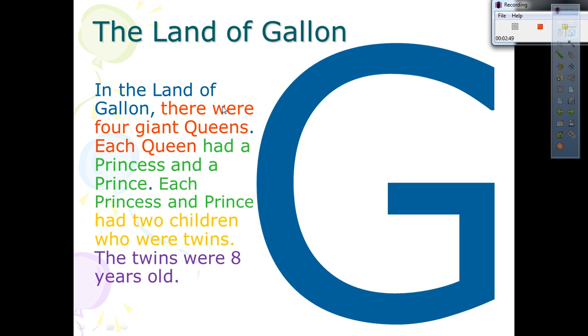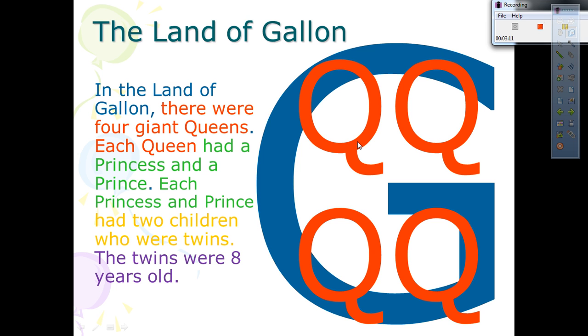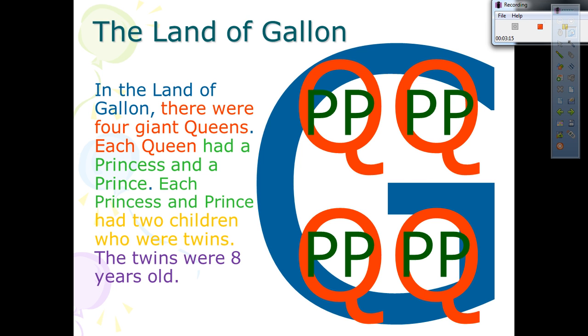In the land of Gallon, there were 4 giant queens. Each queen had a prince and a princess. Each princess and prince had 2 children who were twins. All of the twins were 8 years old. Before figuring out what all of this means, we're going to first practice drawing. So you're going to need your scrap paper. As I tell the story, you see if you can draw Gallon land.